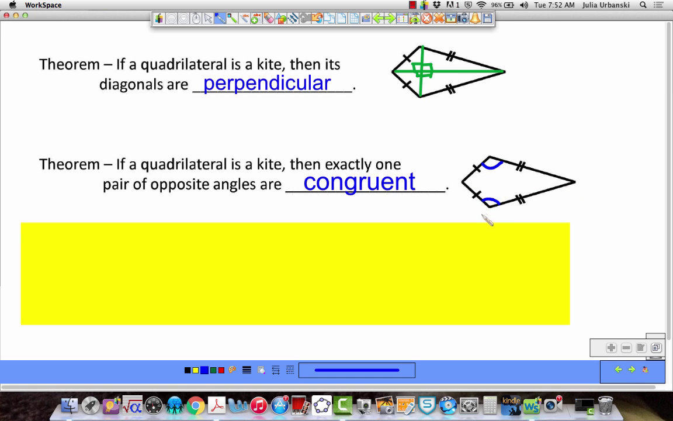Does anyone see a binder over there that was left behind? Yeah, thank you. Okay, so look at this. I don't know if this is, oh, I did put it on yours, okay.